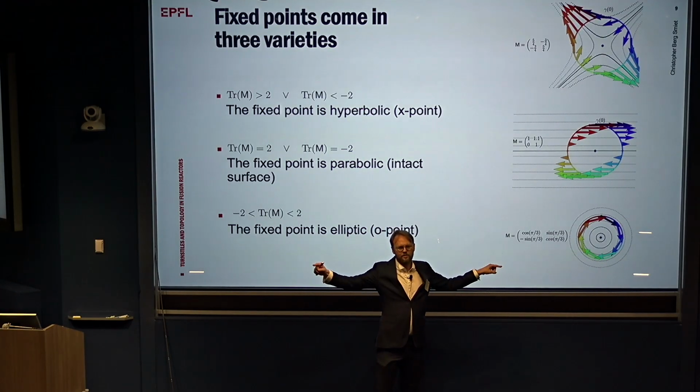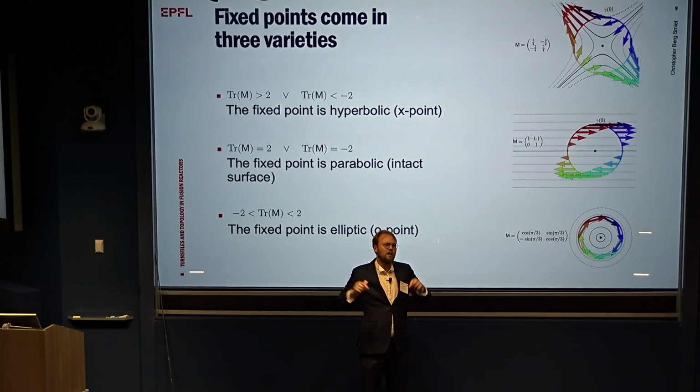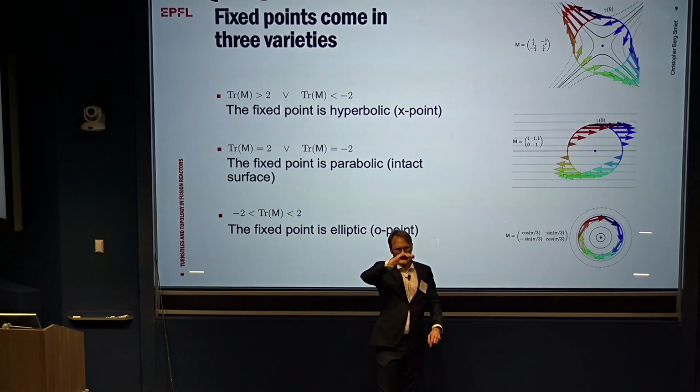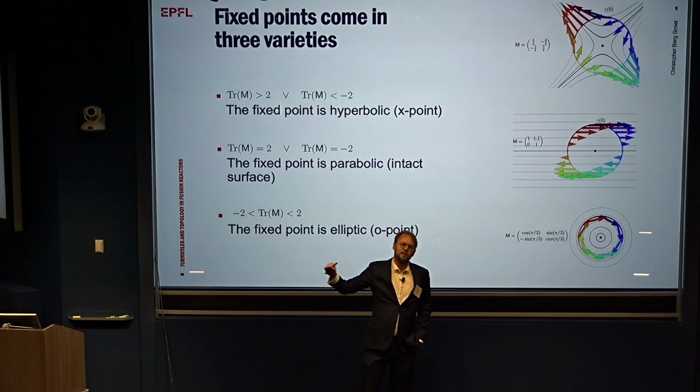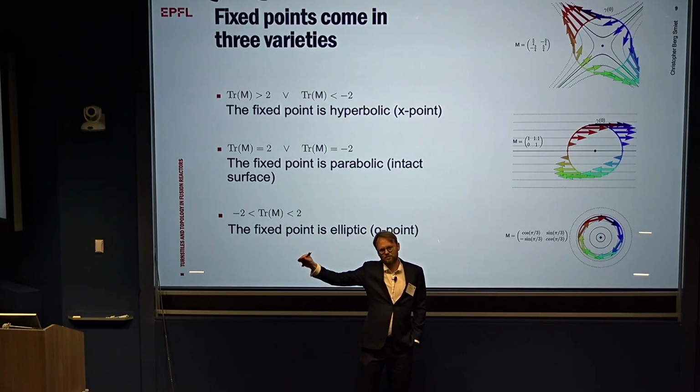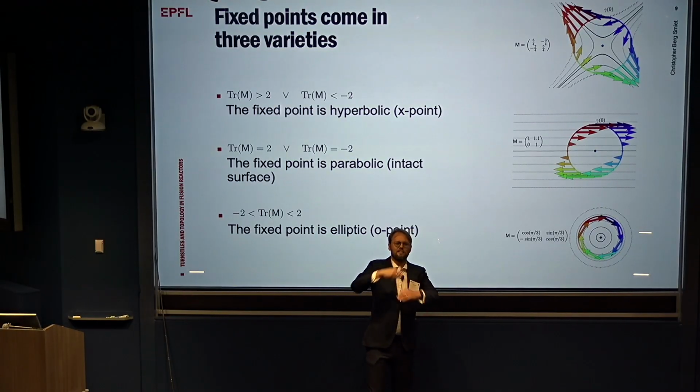If the trace is exactly 2, we get an intact surface. So there's a line of points that all map to themselves. This is, for example, in a rational surface. Every field line after a certain number of times around ends up exactly where it started. But if you're above it or below it, the magnetic shear is faster, the rotational transform is faster or slower, and we get this kind of shear.